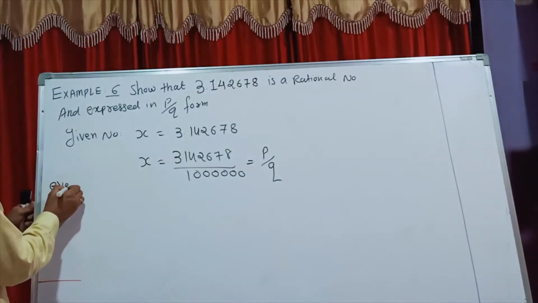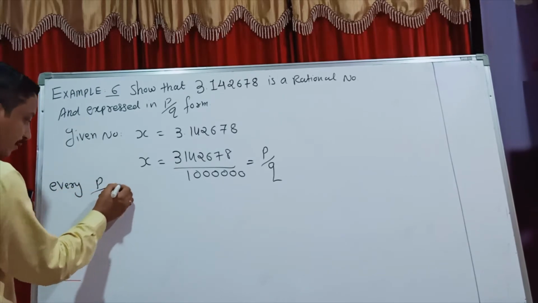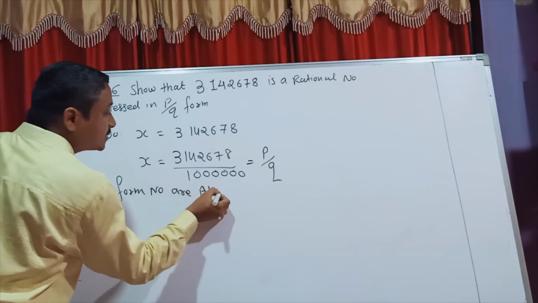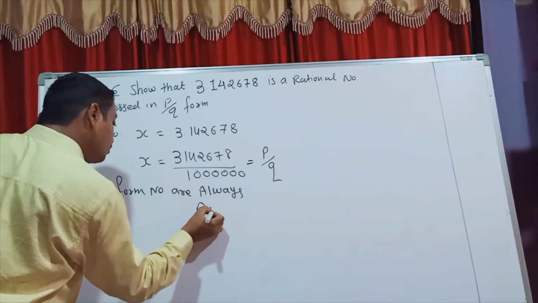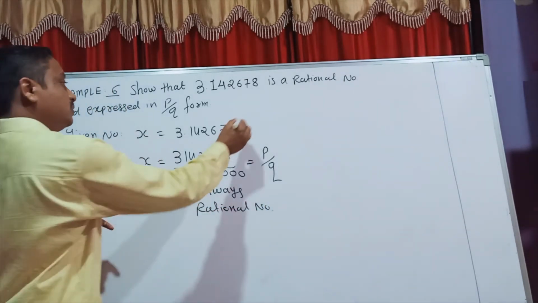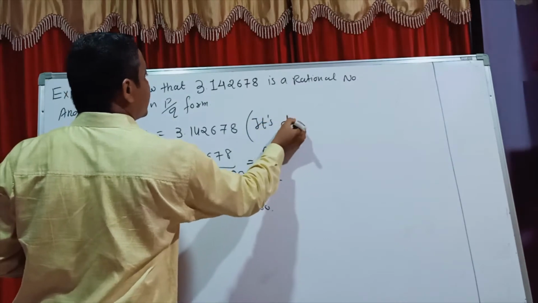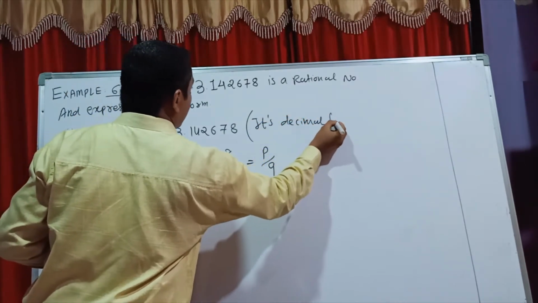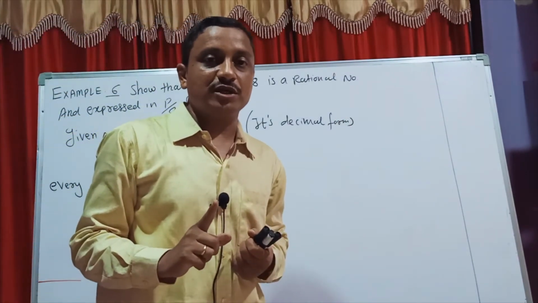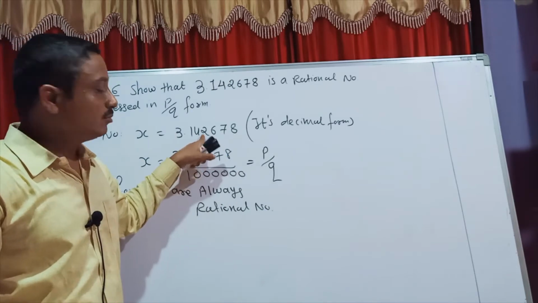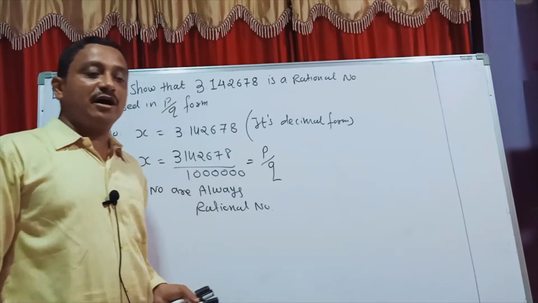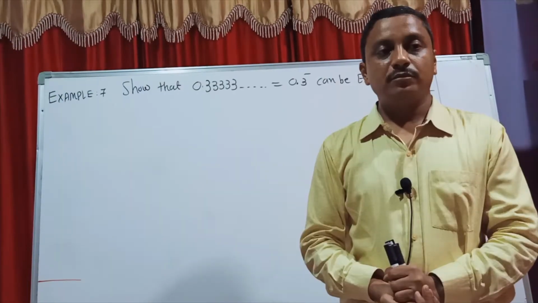Yes, every number in p by q form is always a rational number. Students, this number is in decimal form, which means it is a terminating number. Yes, students, this number is called a terminating number. That's why we can write it in p by q form and easily get these types of answers.